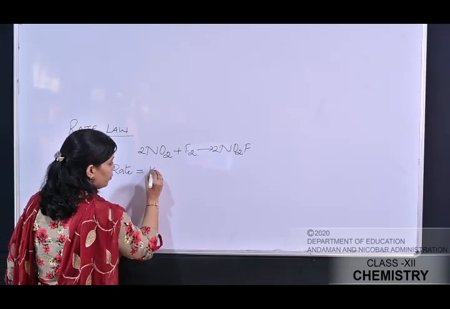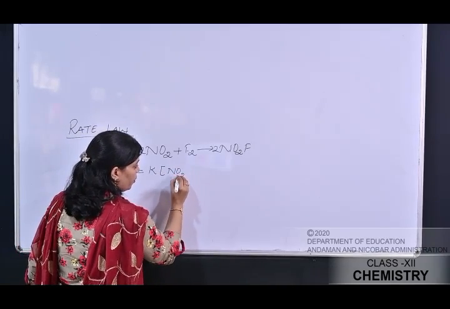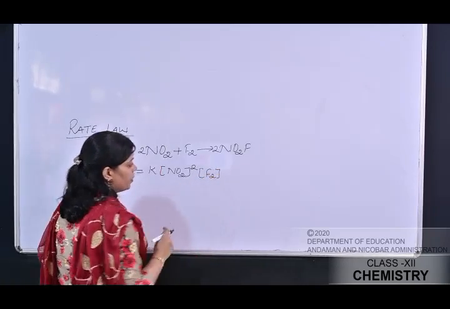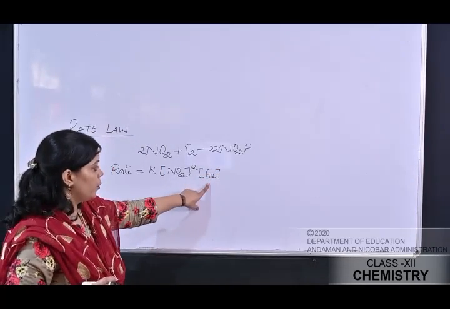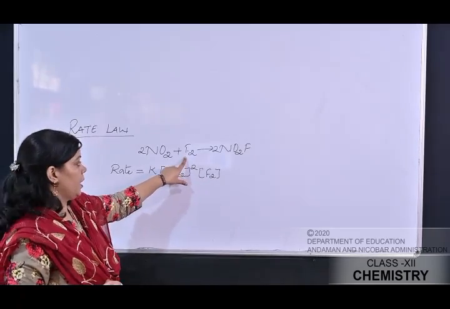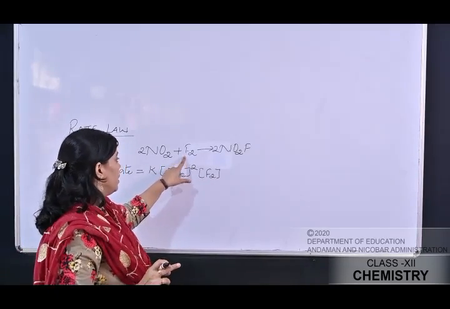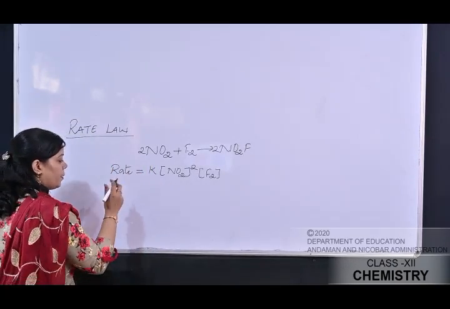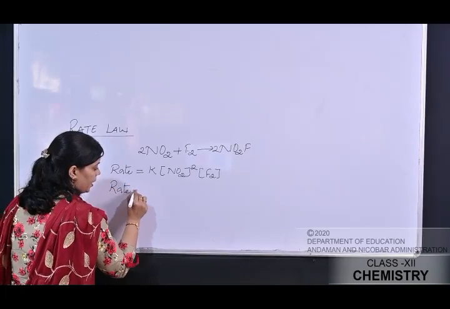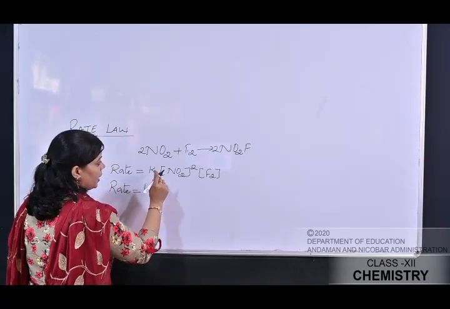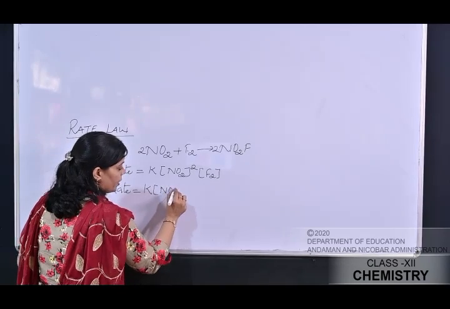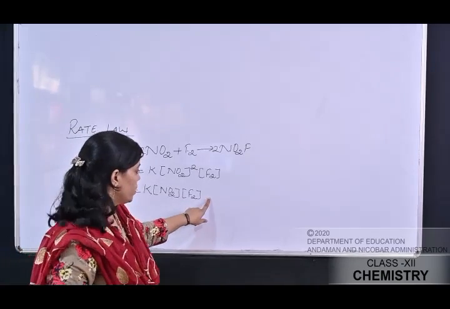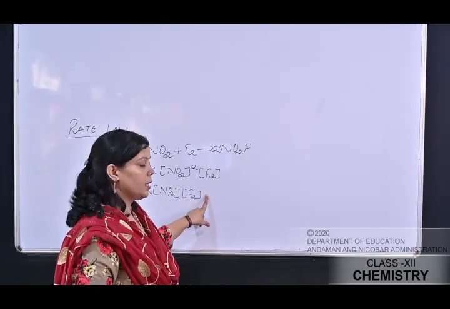The rate is equal to rate constant times concentration of NO2 raised to power 2, because here the stoichiometry is 2, and concentration of F2 raised to power 1. But as we already explained, in the case of a complex reaction the rate equation is expressed only on the basis of experimental results. On the basis of experimental results, the rate is observed to be directly proportional to NO2 raised to power 1 and concentration of fluorine also raised to power 1. So students, after this we come to the conclusion: what is the rate law?